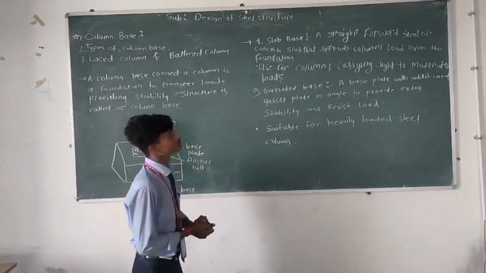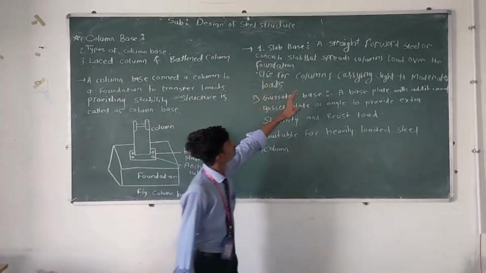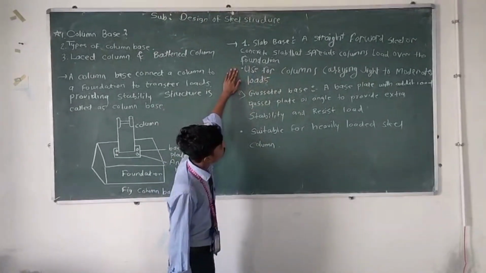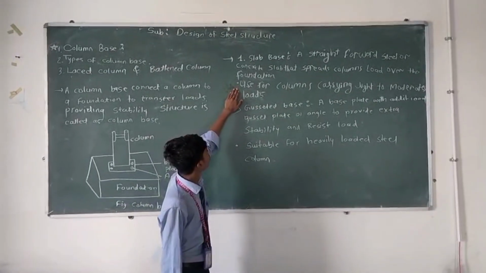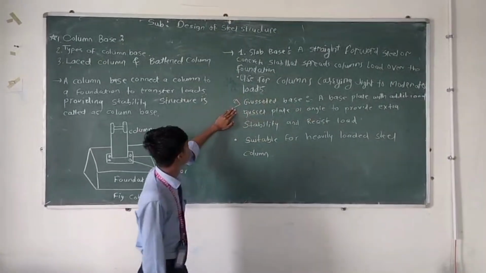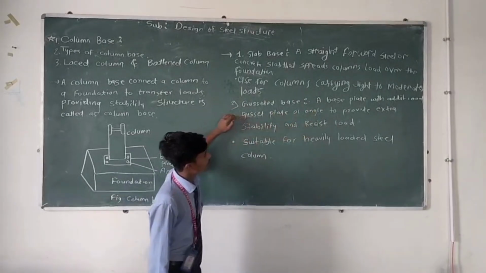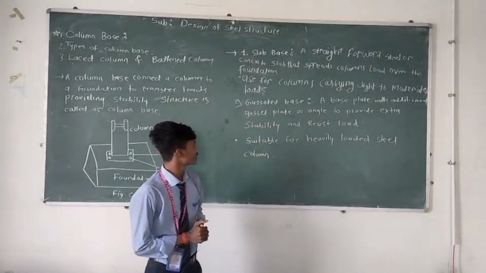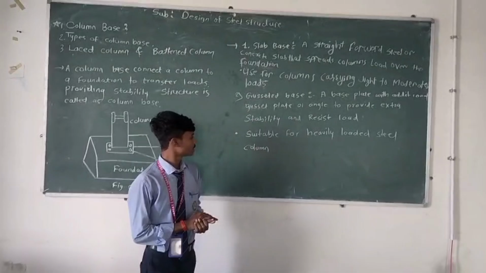So next is types of column base. The first type of column base is slab base. A straightforward plate on a concrete slab that transfers the column load to the foundation. It is used for columns carrying light to moderate loads. The second type is gusseted base. A base plate with additional gusset plates or angles to provide extra stability and reduce load. So it is suitable for heavily loaded steel frames.